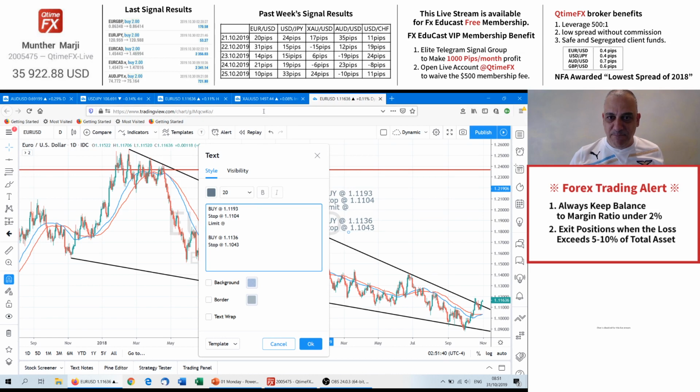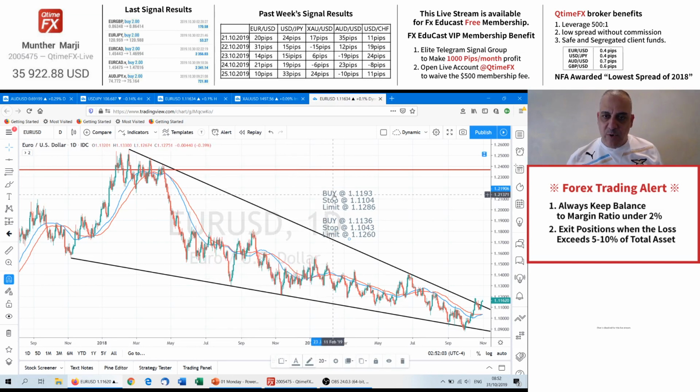So the limit here, I'm trying to remember. I like remembering numbers. The limit here was 12.60, and here I think, yes, it was 12.86. So these are the orders for now, guys.